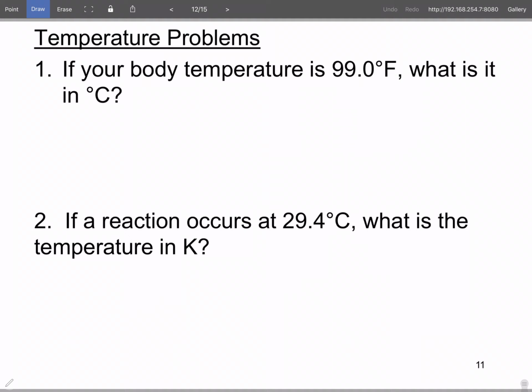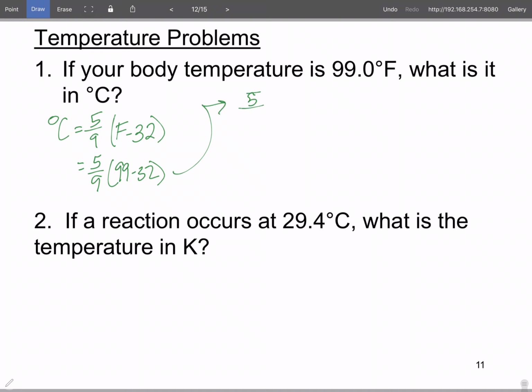Okay? So if your body temperature is 99 degrees Fahrenheit, what is this in degrees C? Well, degrees C is 5/9 times Fahrenheit minus 32. So that means it's 5/9 times 99 minus 32. Keep working this. So 5/9 times 67, which means we get 37.222 repeating degrees C. Now, that would be your answer.